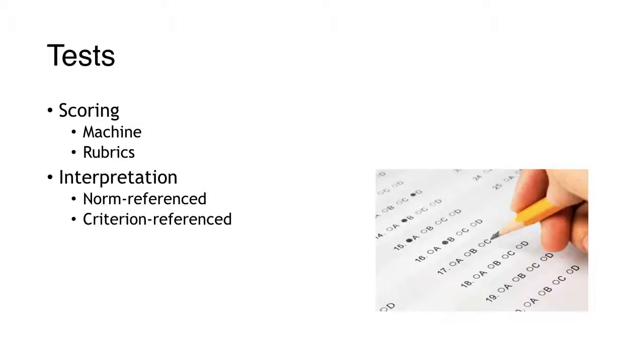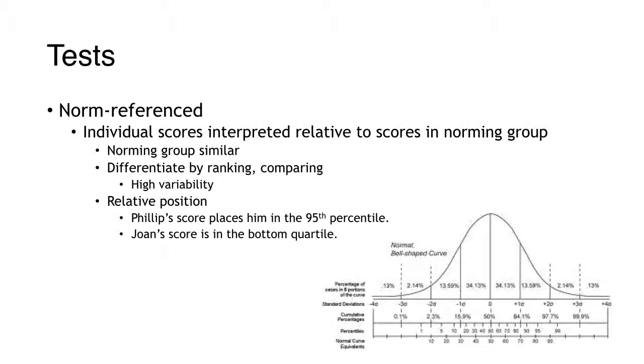There are two ways to approach the interpretation of scores from standardized tests. The interpretations are either for norm-referenced types of tools or criterion-referenced tools. So let me distinguish for you between those two.